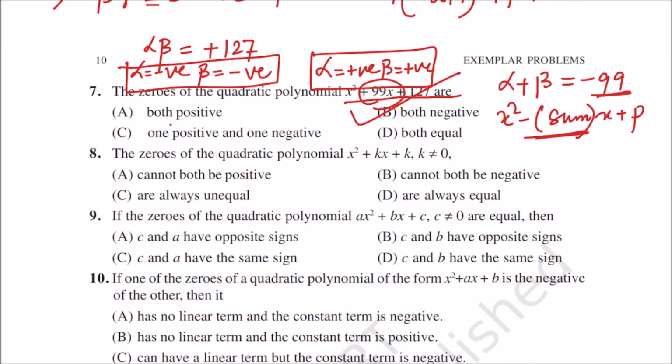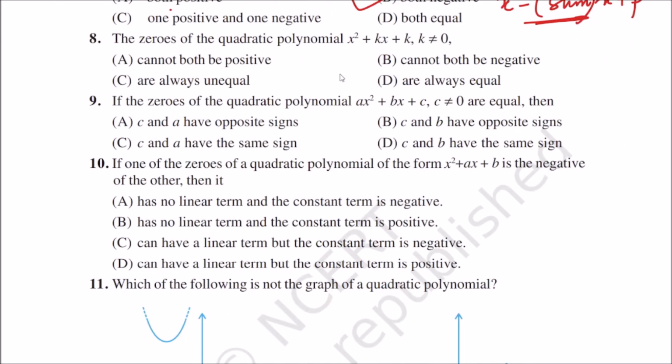Question number 8. If the zeros of the quadratic polynomial x square plus kx plus k cannot be both positive, cannot be both negative, are always unequal or always equal. So the same concept will apply here. In x square plus kx plus k, since k is positive, that means alpha into beta is positive. So either they are positive or they are negative. And here I am getting again the negative k. Alpha plus beta is negative k.